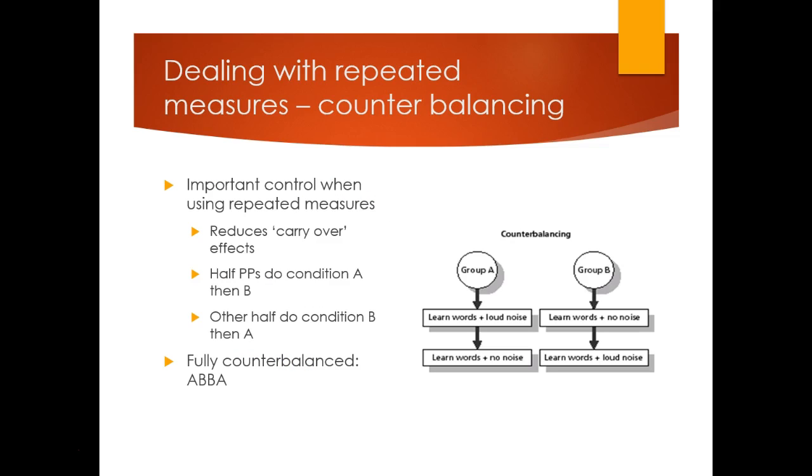One of the ways that we can get round demand characteristics and order effects is doing something called counterbalancing. This is when half your participants do condition A first and half your participants do condition B first, and then they swap over. This tries to eliminate any impact that the practice effect, the boredom effect and demand characteristics might have on your results.